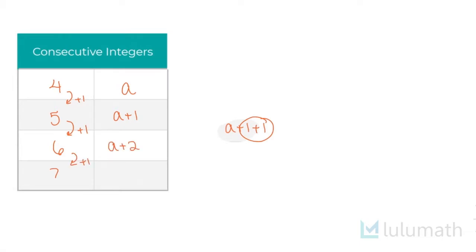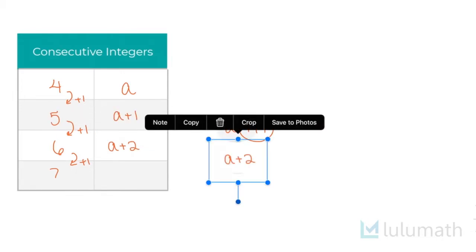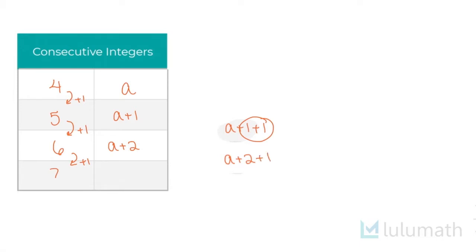And then to get to the next one, I would have to add 1 again. From 6 to 7, I would add 1. So I would take that A plus 2, and then add 1 to that, and then I would get A plus 3. And I would just keep going, A plus 4, A plus 5, A plus 6, so on and so forth. And this makes sense, right? Because to go from 4 to 7, you would have to add 3.